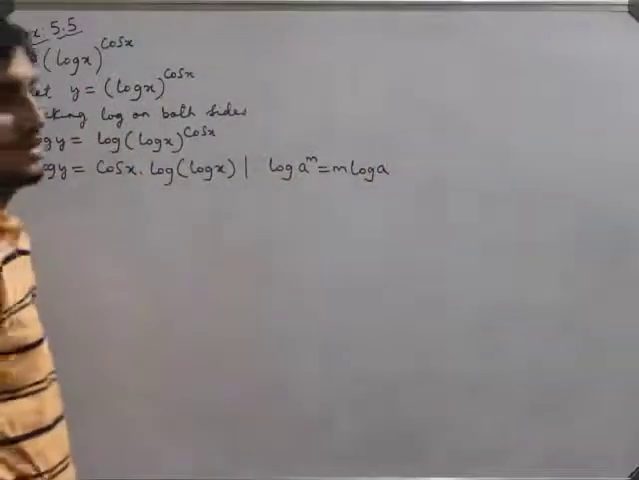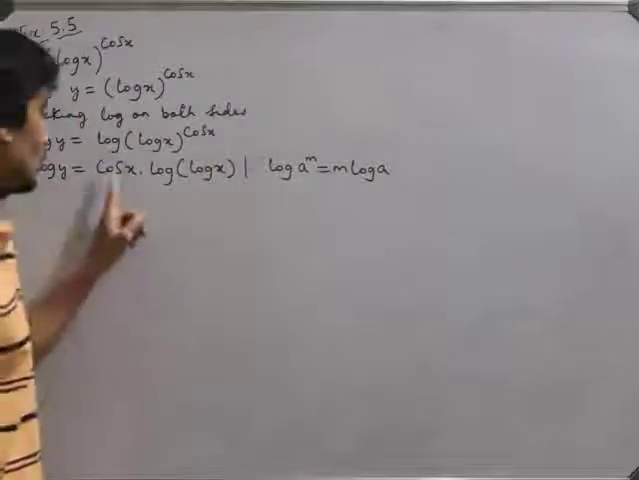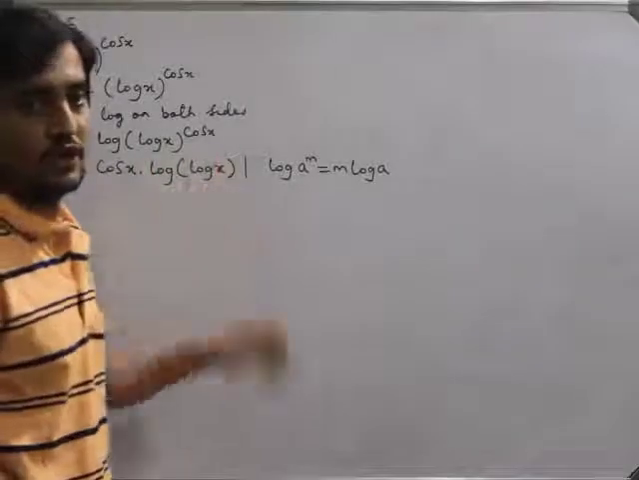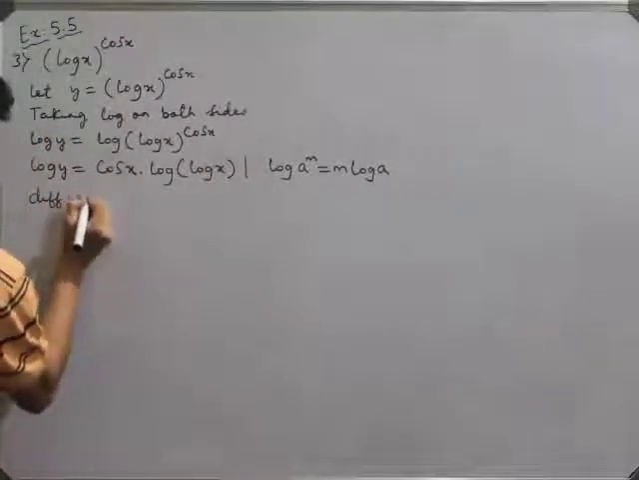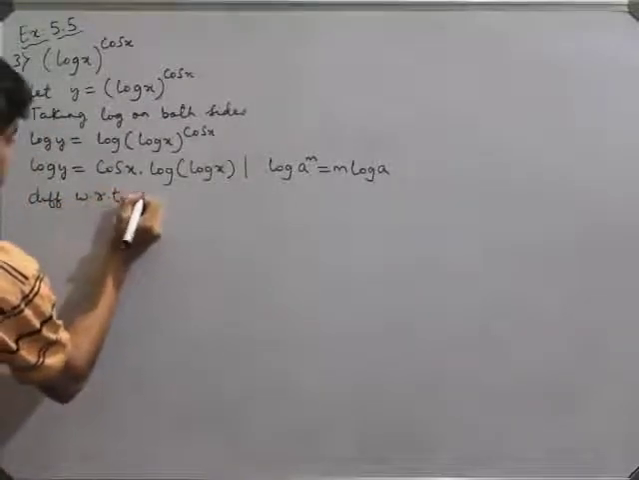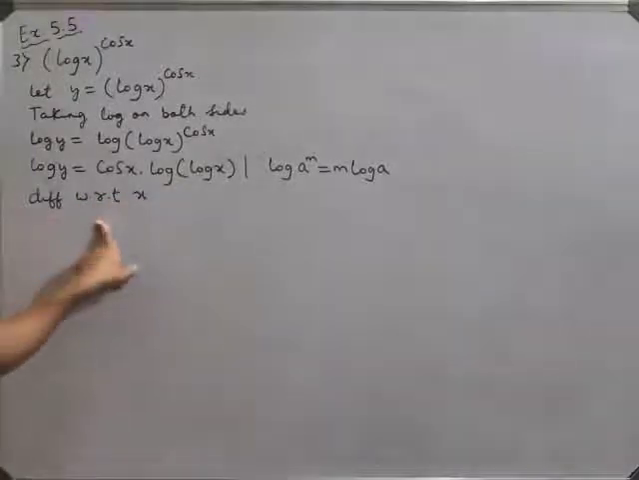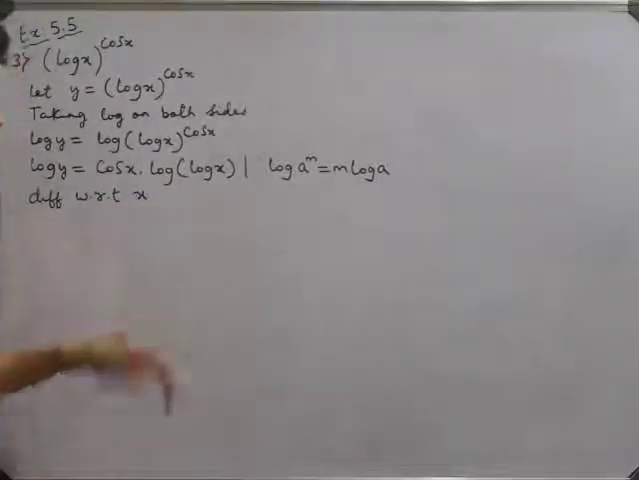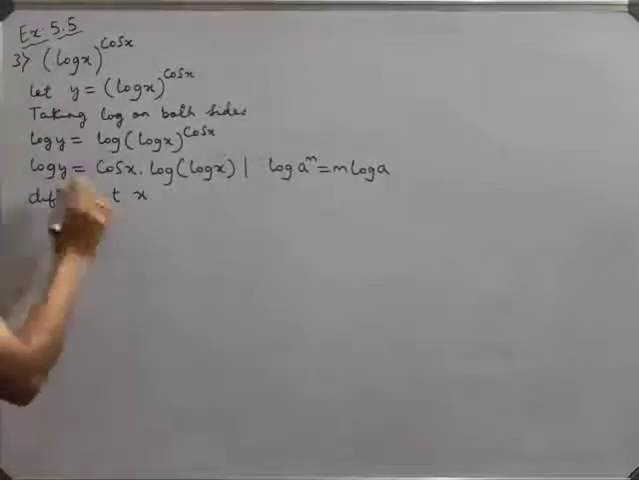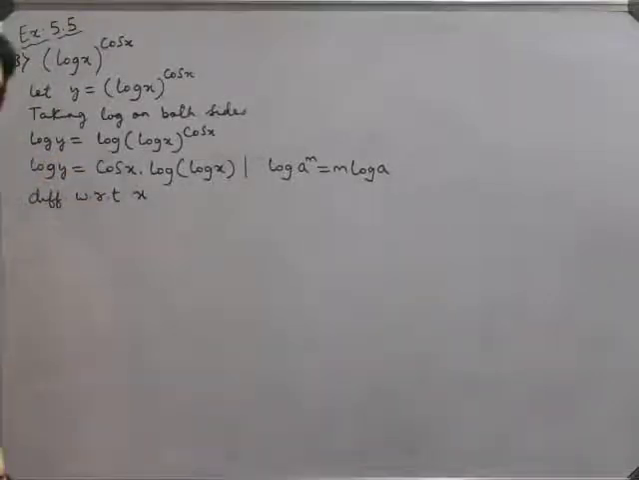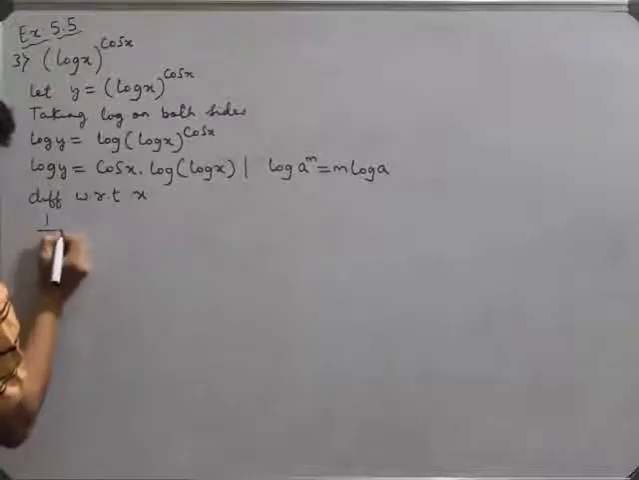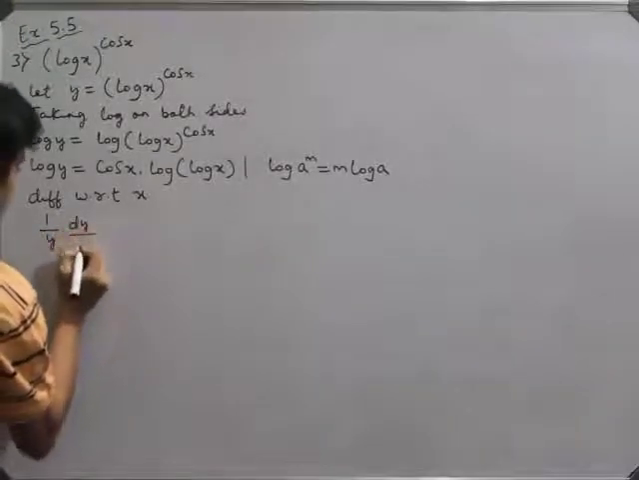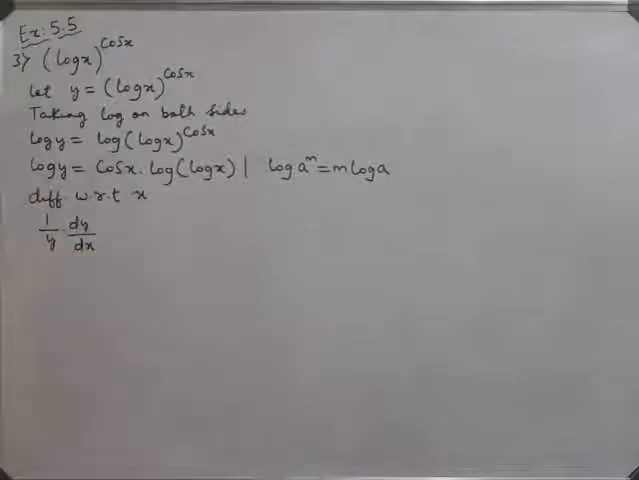So now we are going to differentiate. Here we have log y and here cos x into log of log x. Now you can write differentiate with respect to x. Here I have written in short form. Don't write like this in your examination. Write it completely: differentiating with respect to x. Next, differentiation of log y. As we know, it is 1 by y into dy by dx.